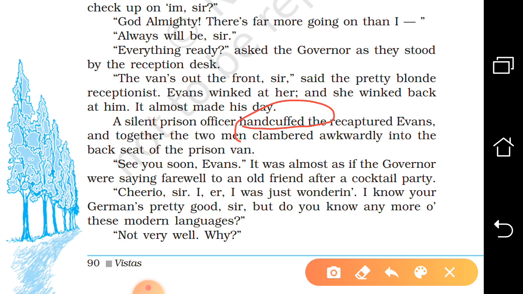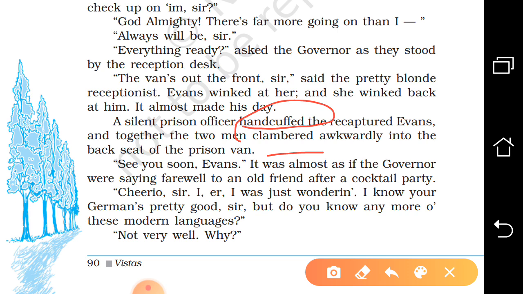Recapture Evans, and together the two men clambered. Clambered means climbed with difficulty, awkwardly, into the back seat of the prison van, because when your hands are handcuffed, you cannot climb easily. So the word clambered is used: climb with difficulty, or get into a car with difficulty.